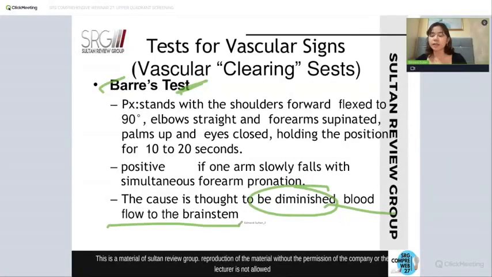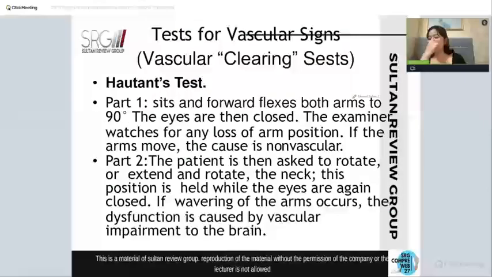Another test na medyo kamukha niya is what we call as your Hautant's. Your Hautant's test is used to actually check what's causing the lightheadedness or vertigo of the patient, whether that is vascular impairment to the brain or non-vascular in nature po, okay? Ang tinitingnan natin po is yung nagko-cause ng lightheadedness or vertigo, whether non-vascular or vascular in nature. So you have two parts here. So how do we perform?